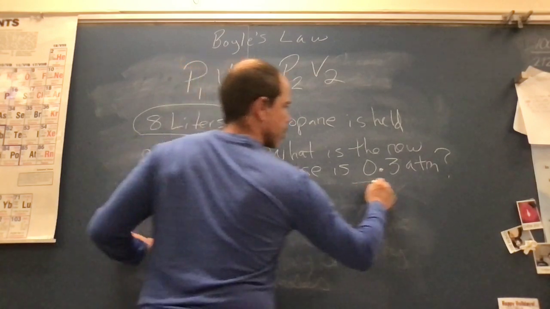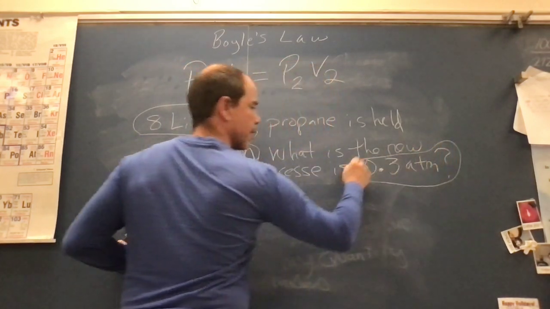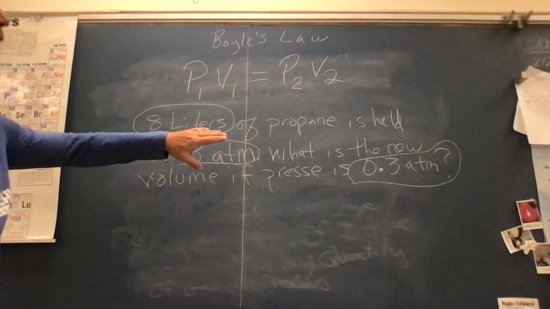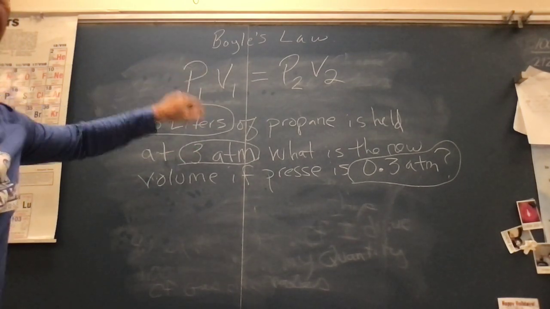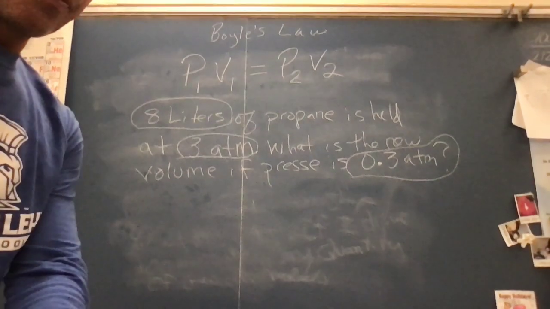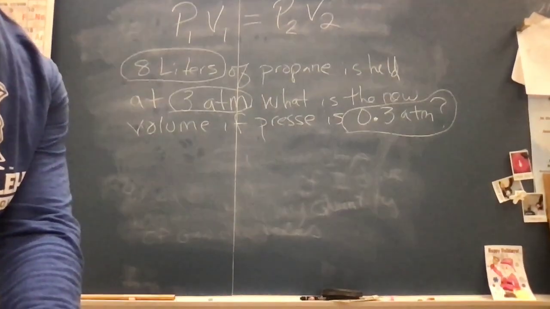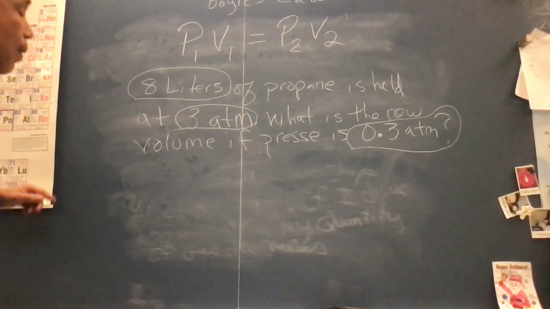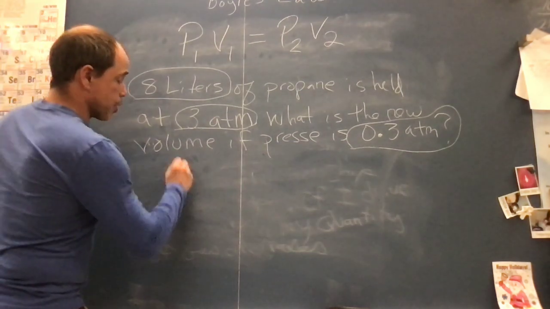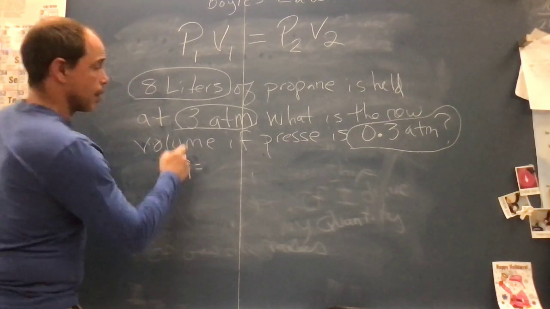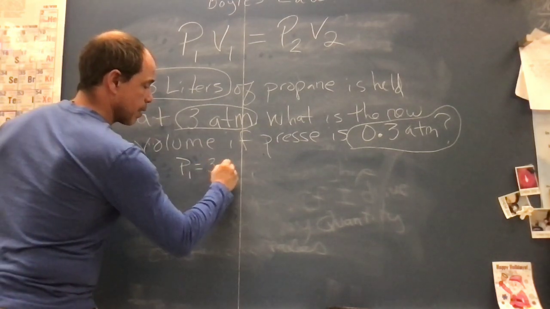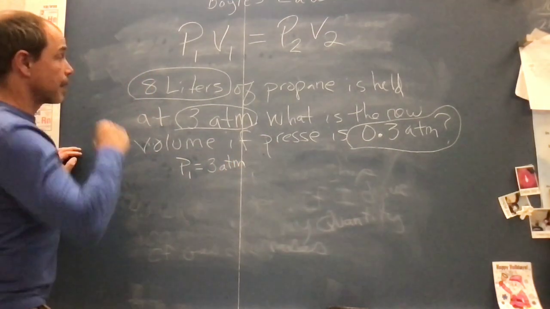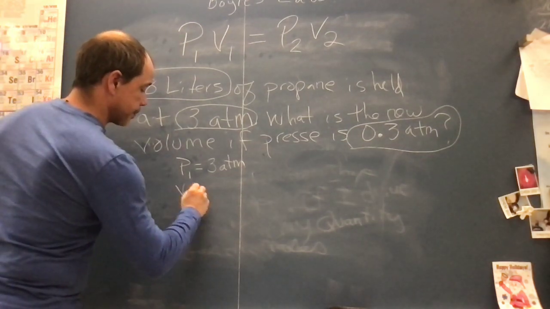And my final pressure, or my new pressure, is 0.3 atmospheres, okay? So we're going to use those 3 variables and Boyle's law equation to solve this mystery, right? So I'm just going to slide the camera down a little bit to give myself some more room. All right, so I'm going to start off by saying pressure 1 equals 3 atmospheres. Volume 1 equals 8 liters.